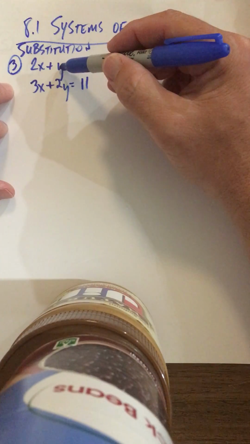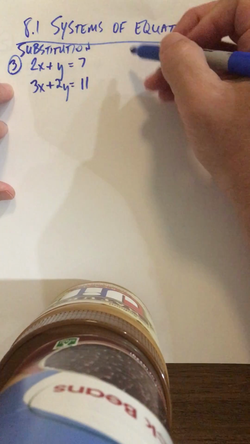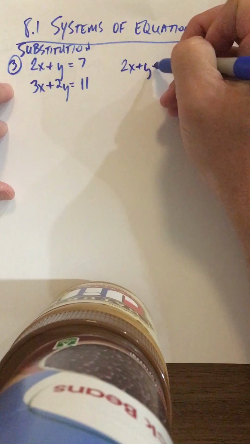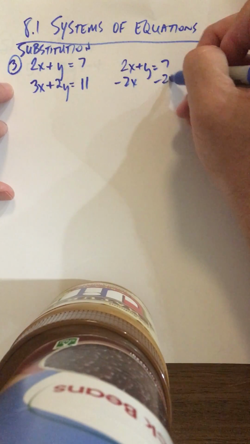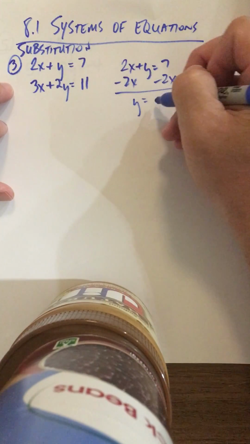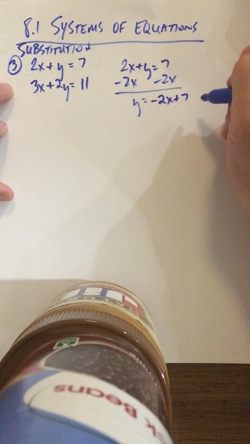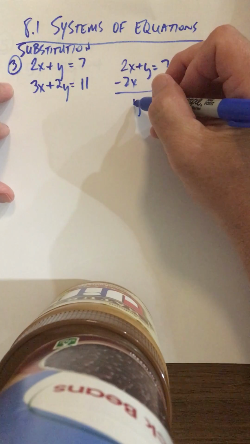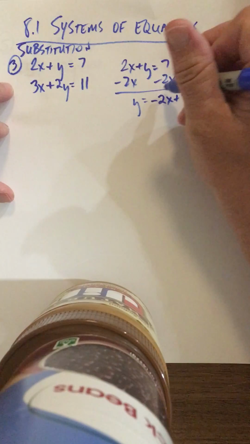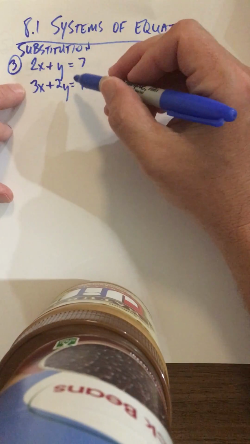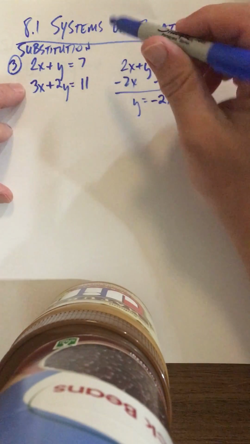But with this one, I'm going to get this y right here by itself on the top. So I'm going to take the 2x plus y equals 7. I'm going to get that y by itself, so I'm going to subtract the 2x from both sides. And that gives me y is equal to negative 2x plus 7. So this tells me y is the same thing as negative 2x plus 7. So now I want to plug this in to the other equation. And that's how you always work these problems.